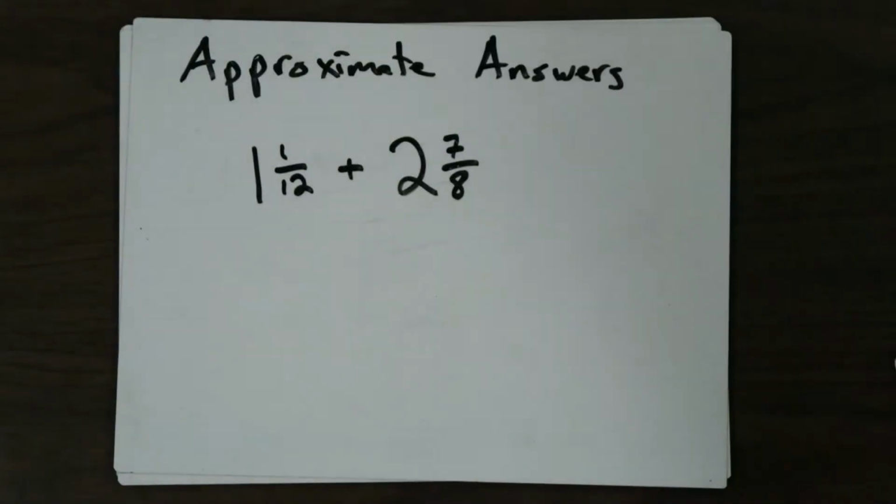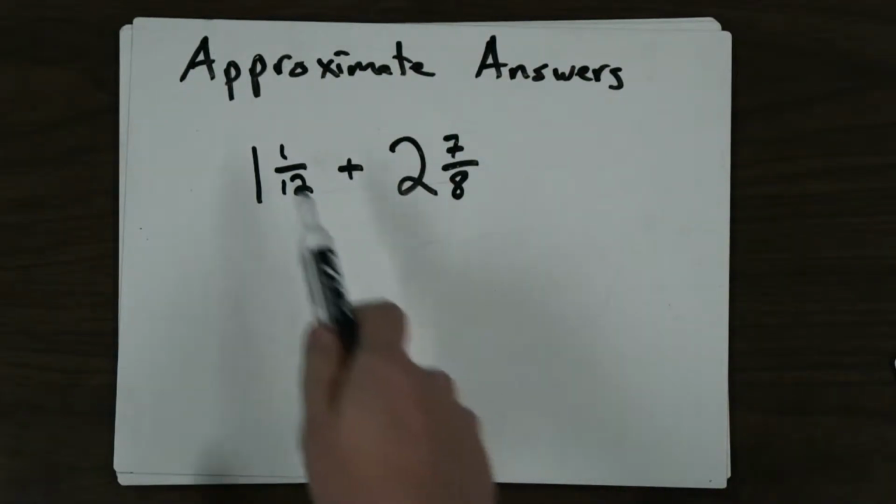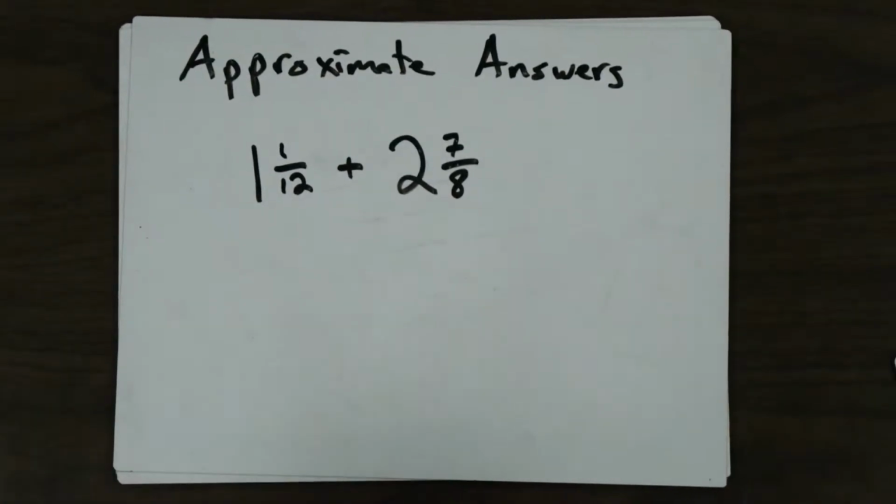All right, now let's change it up a little bit. Now we're going to just talk about approximate answers. This is where you don't actually have to do all the specific math and you don't need to get an exact answer, but we just need an approximate answer, which means we need something that's close to the right answer.